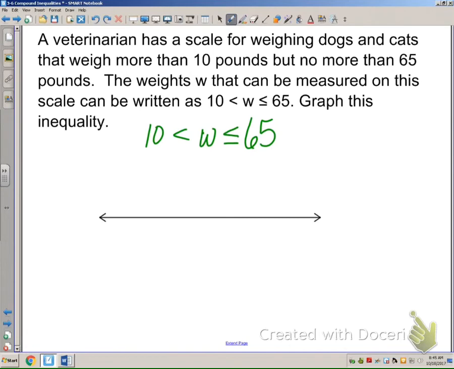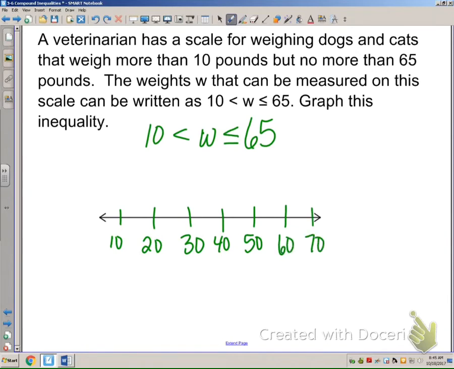The weights W that can be measured on this scale can be written as 10 is less than W, which is less than or equal to 65, which is exactly what we came up with. It says graph this inequality. So I'm just going to number by 10s, 20, 30, 40, 50, 60, 70.